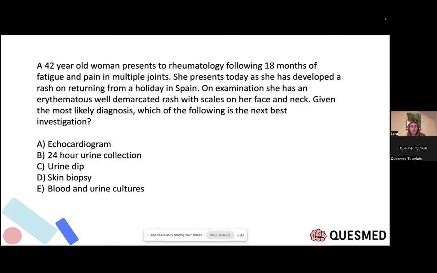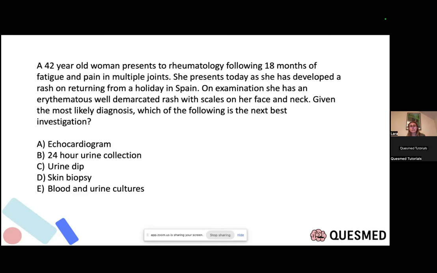She develops a rash on returning from holiday in Spain. And she's got a demarcated rash with scales on her face and neck. Given the most likely diagnosis, which of the following is the next best investigation? I think to break this down, this is a 42-year-old woman. Those demographics are really important. She's got constitutional symptoms and what sounds like an oligoarthropathy. And the key giveaway here is that she's got a photosensitive rash.